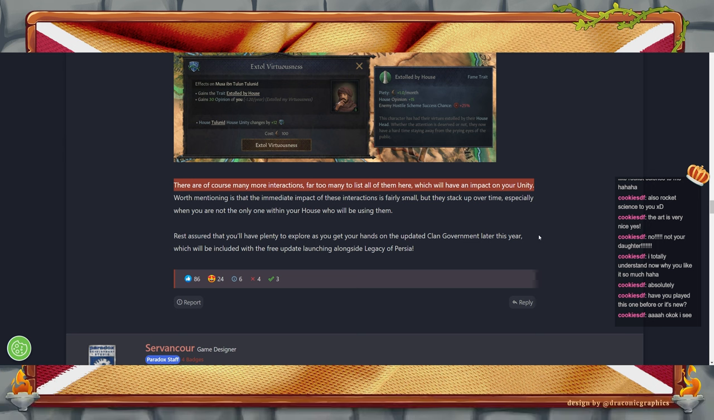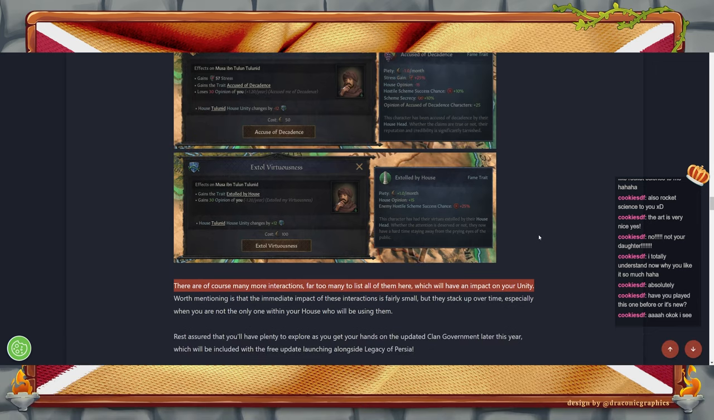Assured that you'll have plenty to explore as you get your hands on the updated clan government later this year, which will be included with the free update launching alongside Legacy of Persia. Very good. You like to see it.